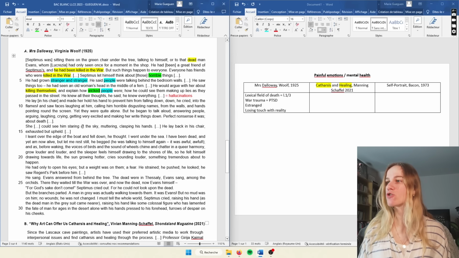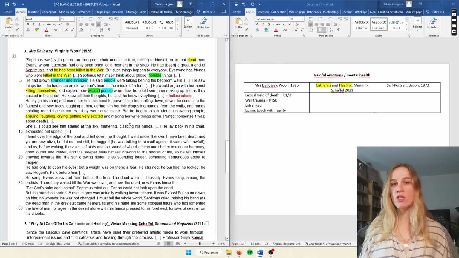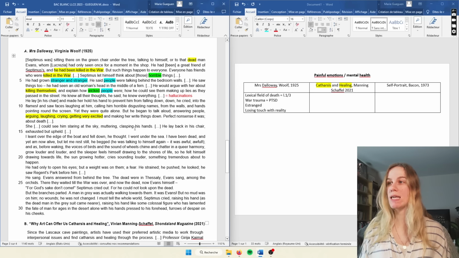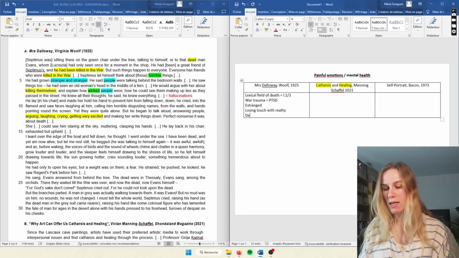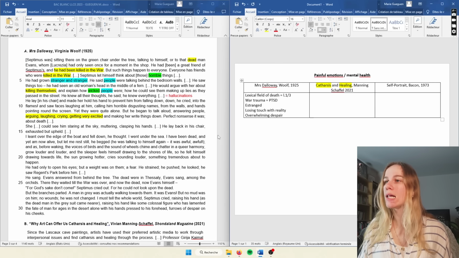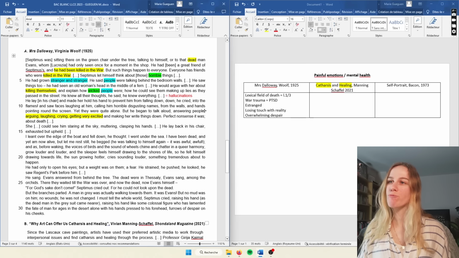Okay, so here we have a literary device, arguing, laughing, crying, getting very excited. So this would be an enumeration, more specifically an asyndeton, and this would add to the overwhelming effect of his despair. So we'll write despair, overwhelming despair, which would work well here. We have people once more.